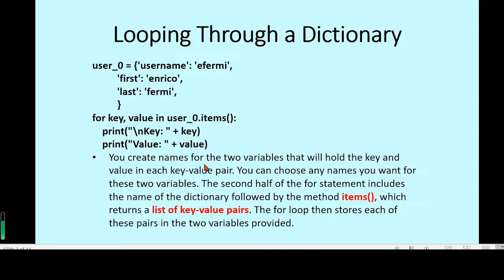So you create names for the two variables that will hold the key and the value in each key value pair. You can choose any names you want for these two variables. The second half of the for statement includes the name of the dictionary followed by the method items, which returns a list of key value pairs. The for loop then stores each of these pairs in the two variables provided.